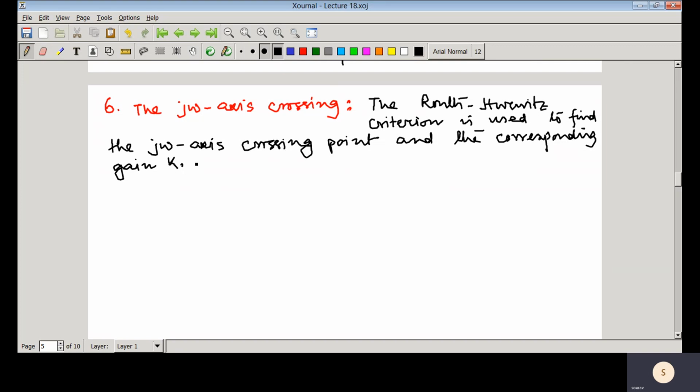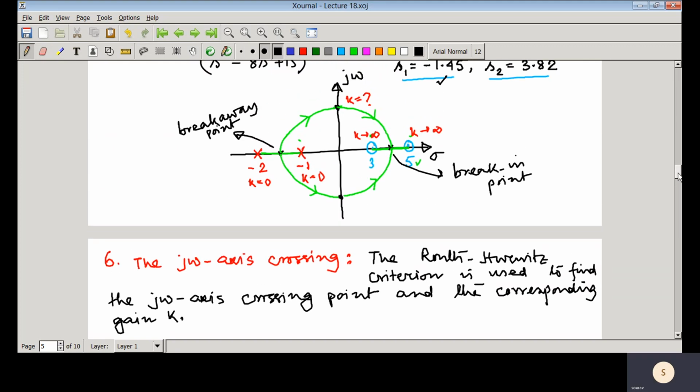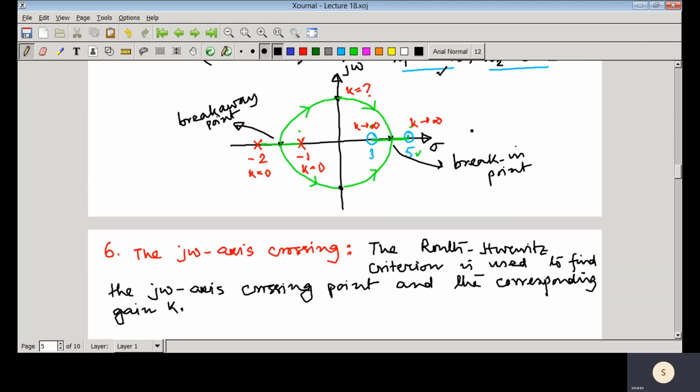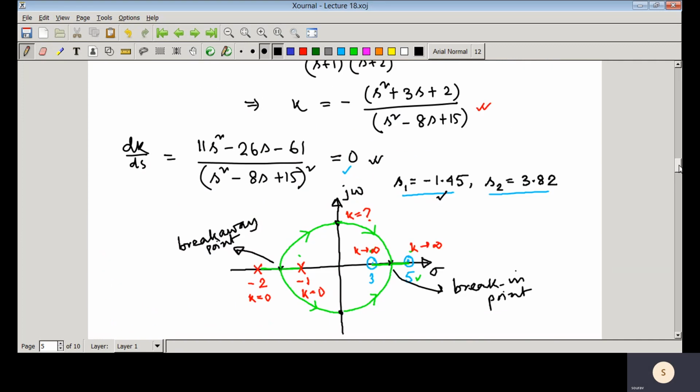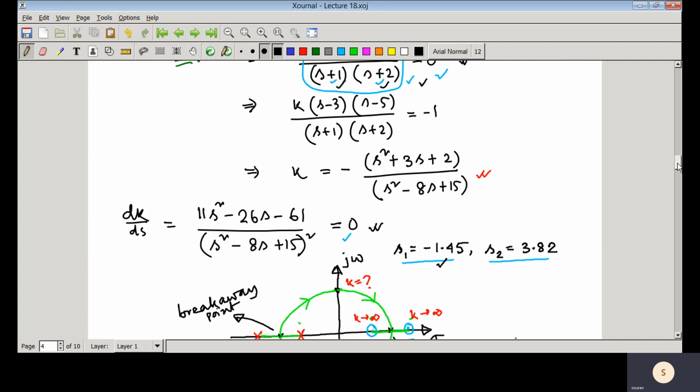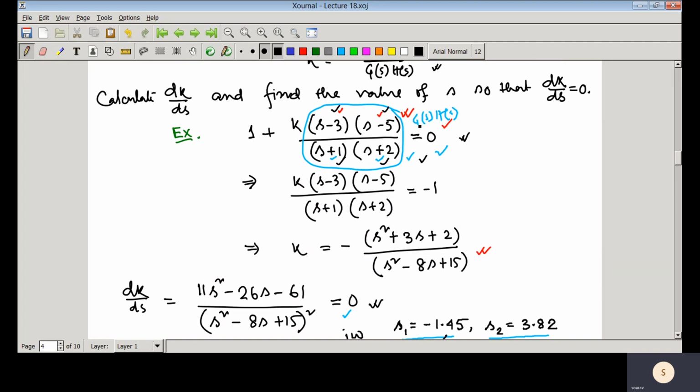As we know, whenever we form the Routh table, two poles will be on the imaginary axis. That means there will be a value of K at which two complex conjugate poles lie on the imaginary axis, and this happens only when a row in the Routh table is 0. That means we would have one auxiliary equation. So let us see this for this particular example. This is the open loop transfer function, and this is the characteristic equation.